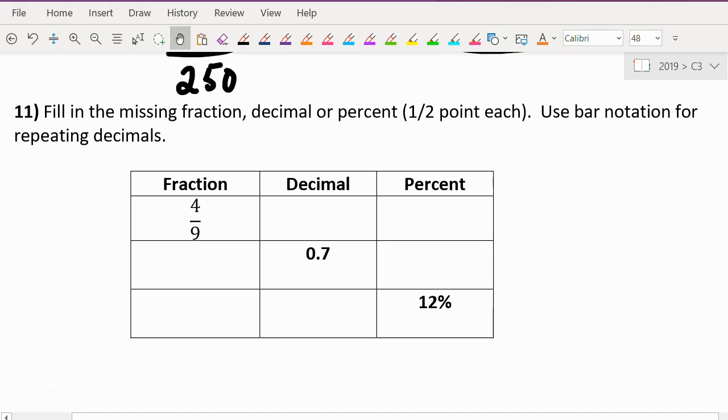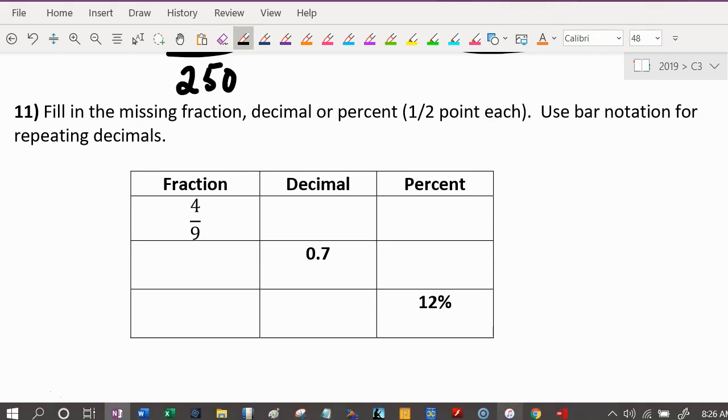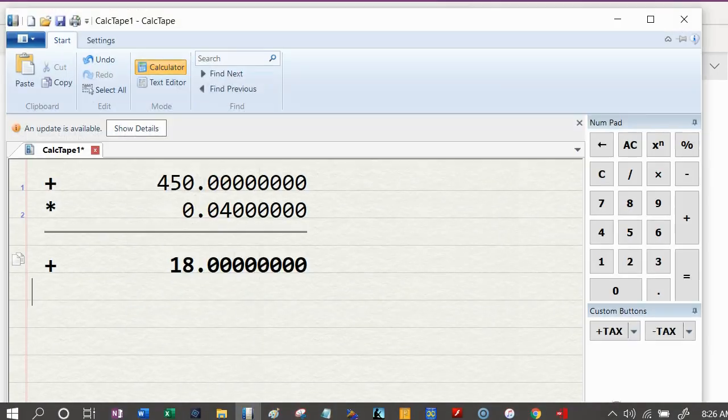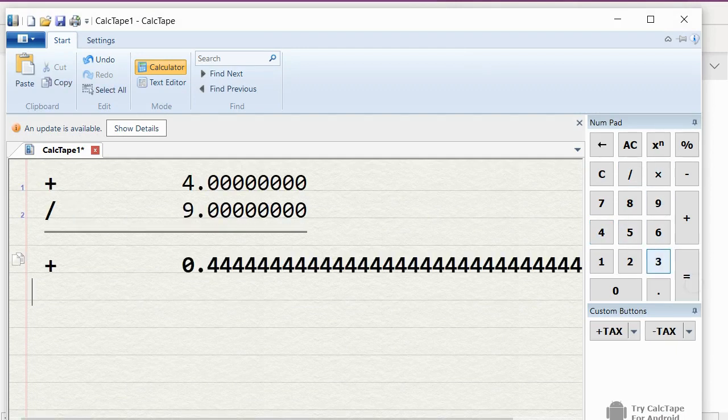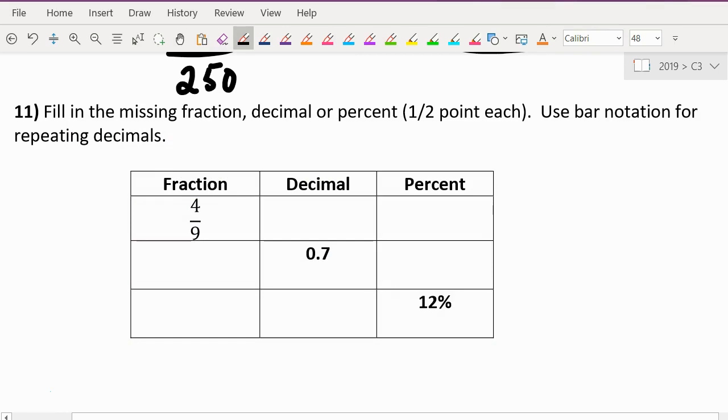kind of some review. So 4/9, how do we turn that into a decimal? We divide it. 4 divided by 9 is 4 repeated. So 0.4 repeated. Percent is 44%.